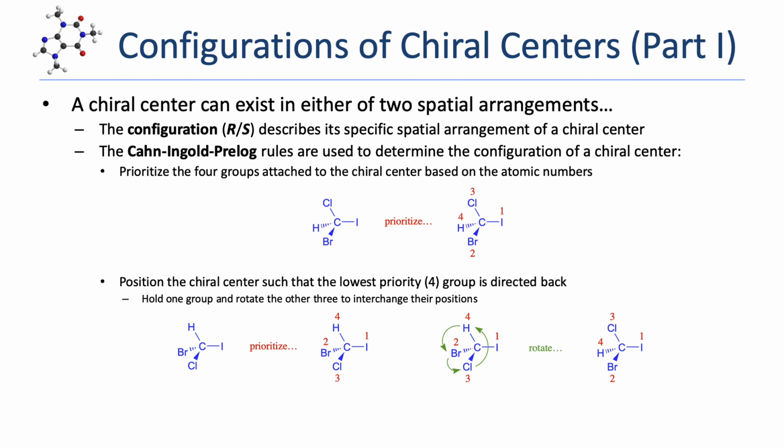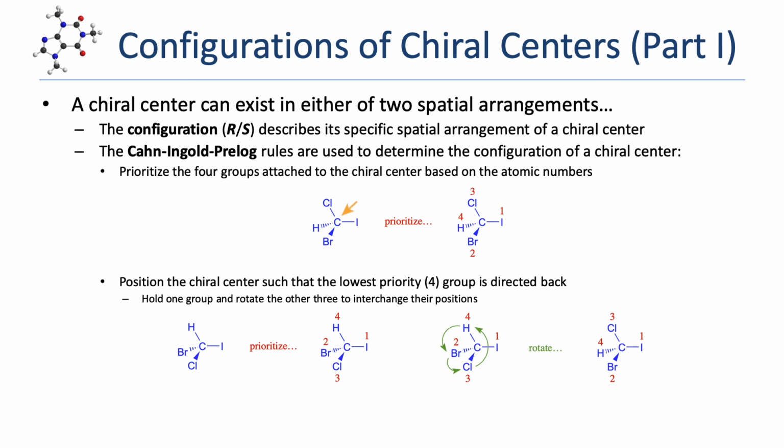To determine the configuration of a chiral center, we use the Cahn-Ingold-Prelog rules, the same rules we use when looking at E/Z isomers of alkenes. Here they're applied just a little bit differently. What we do is we look at the chiral center and we look at the 4 groups attached to it. The first atom of each group, the atom that is directly bonded to the chiral center, we compare those atoms based on atomic number.